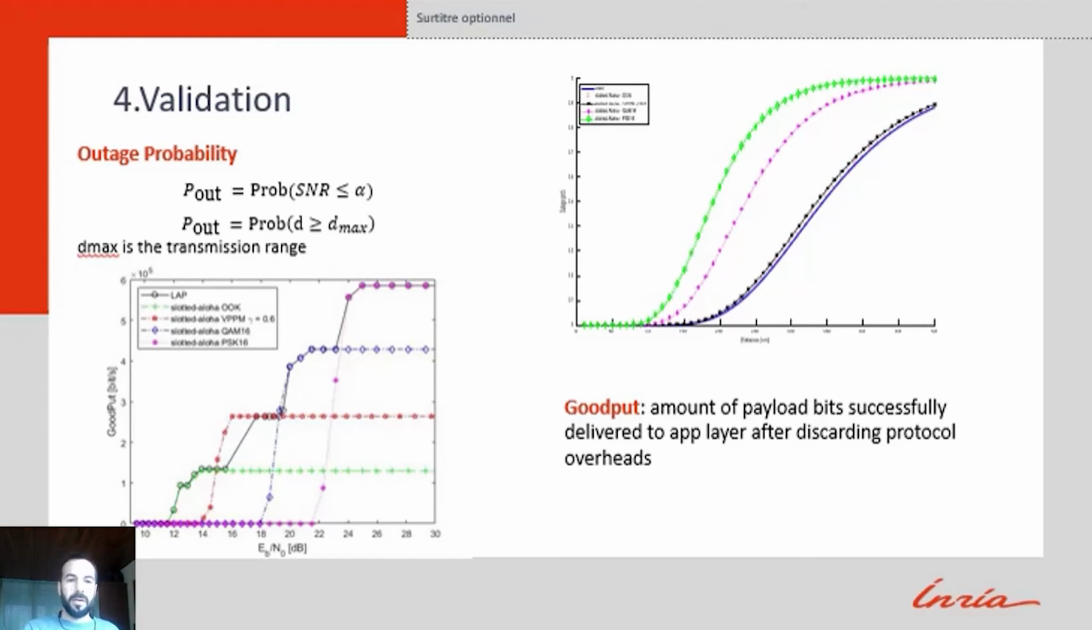For the data rate assessment, let's look at the goodput as a function of signal to noise ratio for different modulations. Slotted ALOHA keeps a constant goodput when SNR overpasses the threshold, while LAP adapts the data rate and, as a result, the goodput to the best of the link quality. You see in the figure at the left bottom, the link adaptive protocol reached higher goodput when SNR increased.